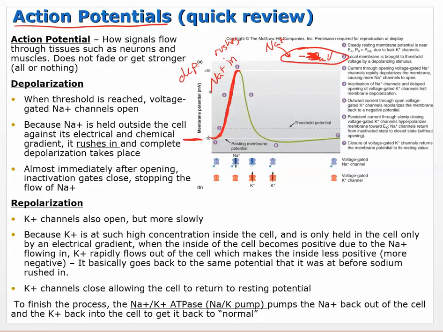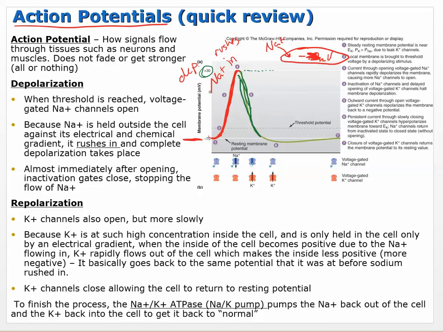Well, then, at the same time, potassium channels start to open. Now, potassium was already at a higher concentration on the inside. I guess I should have mentioned that. If you forgot, remember, sodium is at a high concentration outside, potassium is at a high concentration inside. So now sodium rushes in, and since the voltage went all the way up to plus 30, at that point the potassium channels open. They were starting to open before, but now they open and allow potassium to move out.